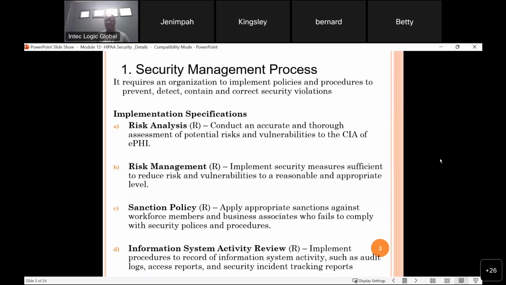Risk management. Implement security measures sufficient to reduce risks and vulnerabilities to a reasonable and appropriate level. When you hear risk management, what comes into your mind? This one should be a quick one for me to move on. Oh, this one shouldn't be a problem. Training day 3, we covered extensively about risk management. Should I continue without saying anything? Okay, let me continue. Silence means that you all got it, so I should continue, right?